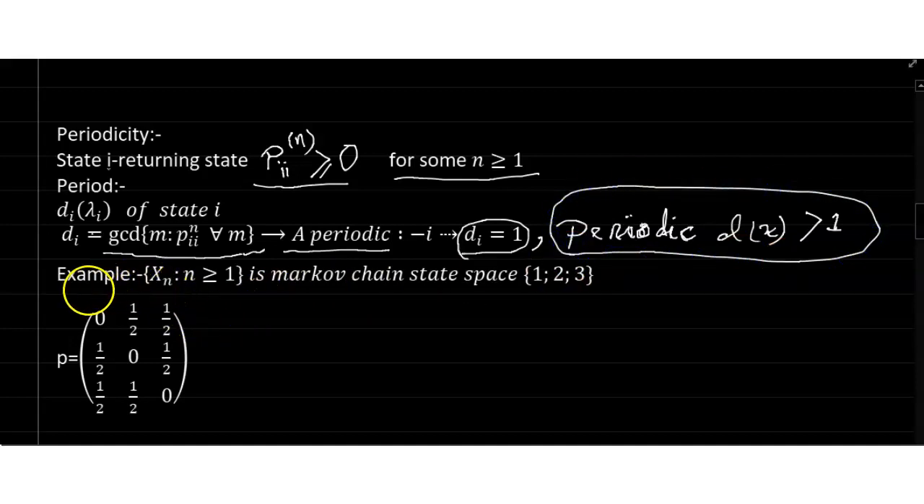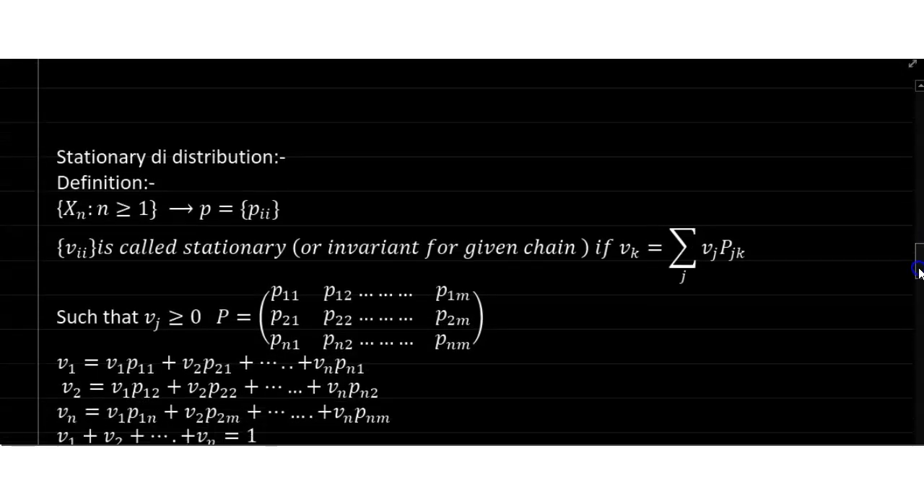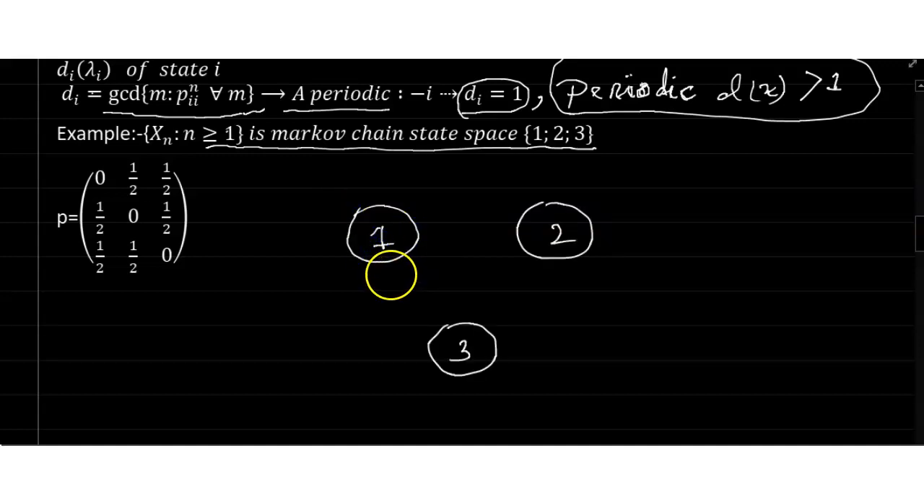So friends, give an example: X_n, n greater than or equal to 1, is a Markov chain with state space {1, 2, 3}. Now we have to find out whether it is periodic or aperiodic. Let us draw the directed graph. This is 1, 2, 3.